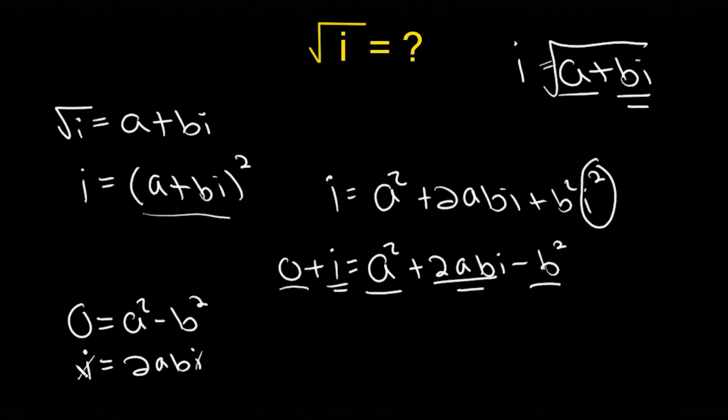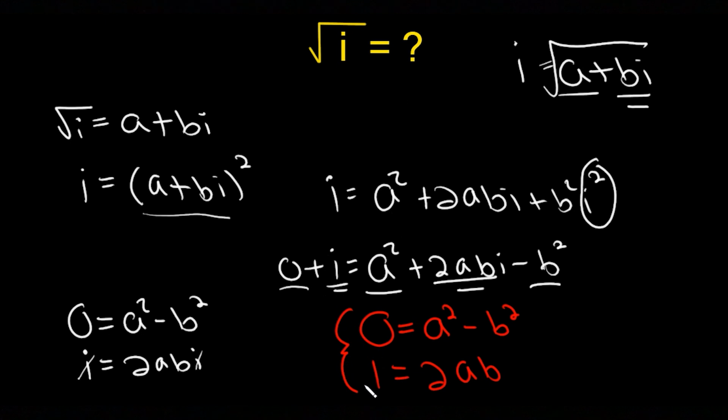So I'm going to go ahead and rewrite our two equations in red. That way we can see exactly what they are. We have 0 is equal to a squared minus b squared. And then again, canceling out the i's, we're left with 1 is equal to 2ab. Because remember, there is a 1 in front of that i. And so at this point here, you have a system of equations. So what we're going to do is solve for a and b.